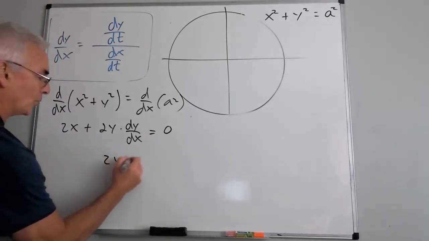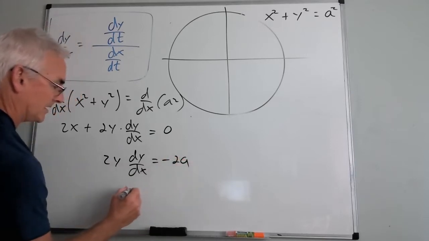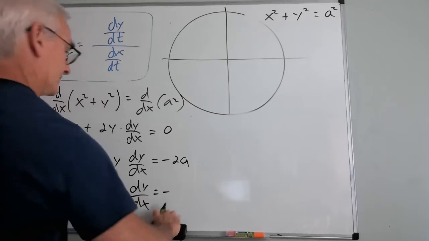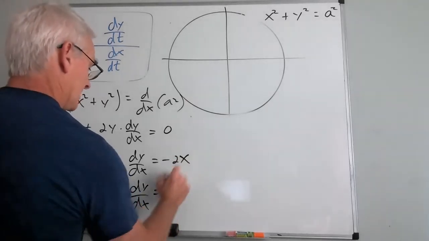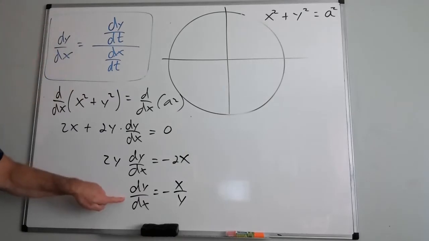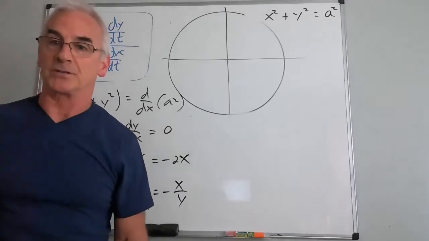That gives us 2y dy dx equals negative 2x. So therefore, dy dx equals negative x over y. Oh my gosh. Same answer, much faster. Yeah, you would always do this implicitly. It'd be so much easier.